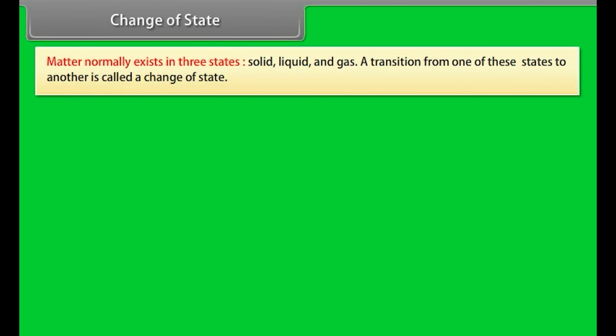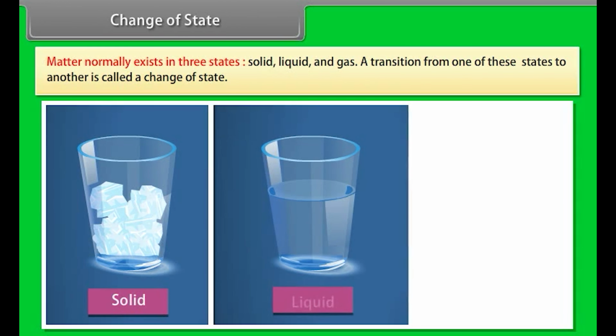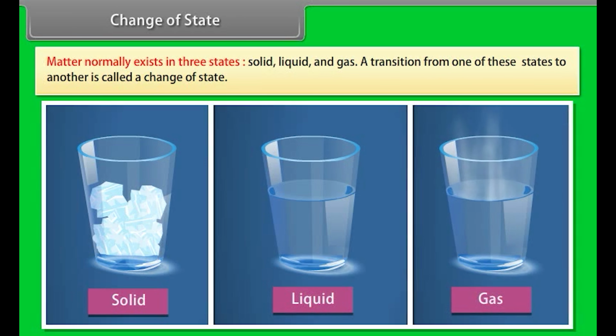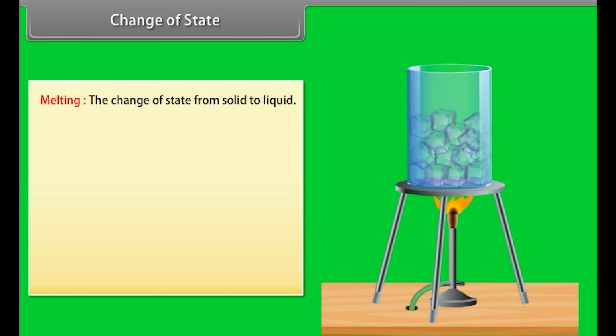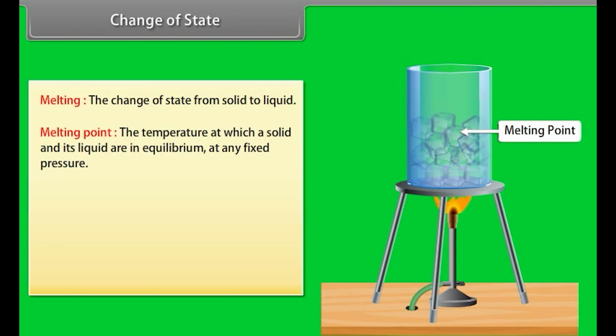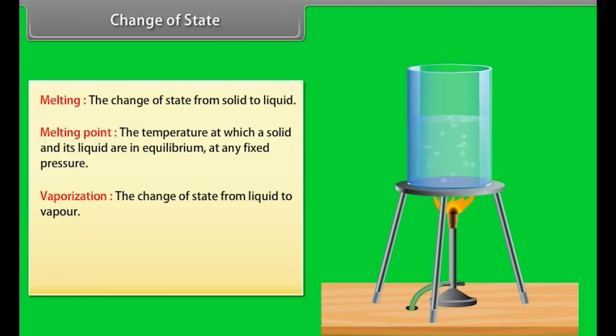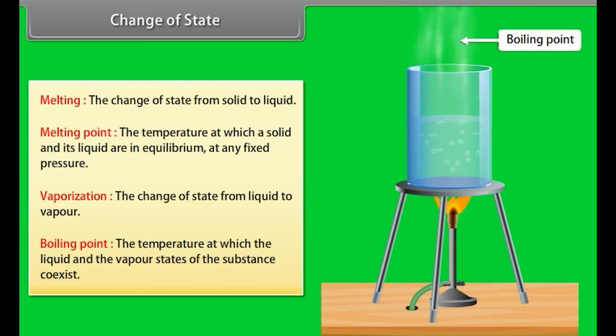Change of state. Matter normally exists in three states: solid, liquid and gas. A transition from one of these states to another is called a change of state. Melting. The change of state from solid to liquid. Melting point. The temperature at which a solid and its liquid are in equilibrium at any fixed pressure. Vaporization. The change of state from liquid to vapor. Boiling point. The temperature at which the liquid and the vapor states of the substance coexist.